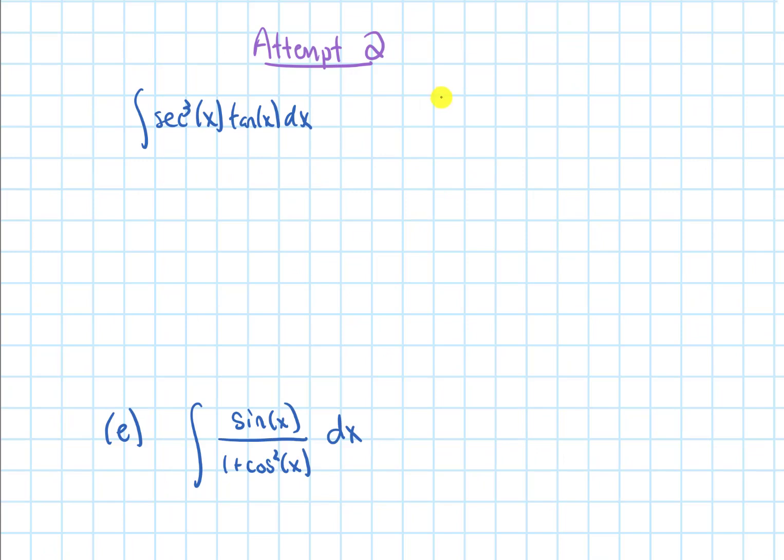So what if instead we let u be equal to secant of x? Then du, the derivative of secant x, is secant x times tangent x. I gotta make sure to write that dx.